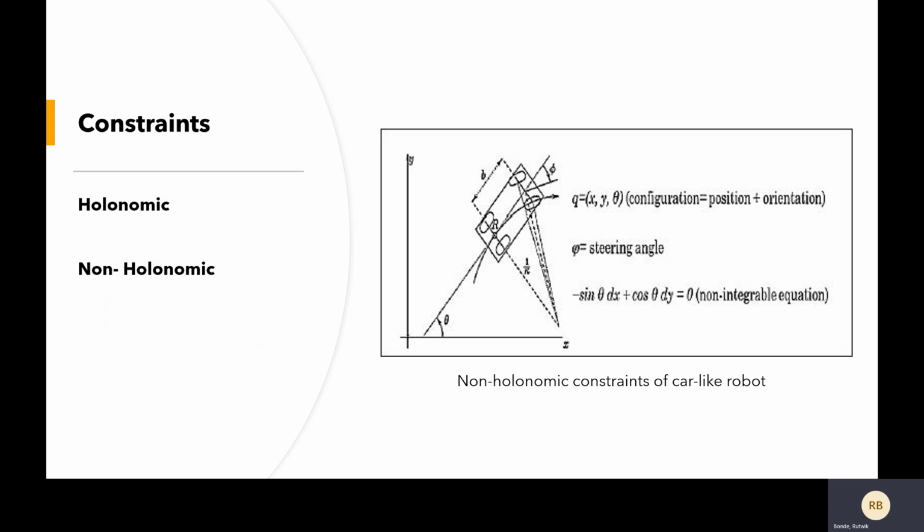Now let's understand the constraints. What are the constraints in path planning? So there are two types of constraints, holonomic and non-holonomic. The figure on the right shows non-holonomic constraints of a car-like robot.